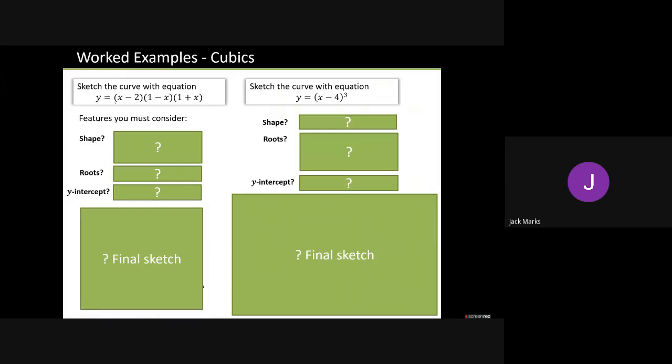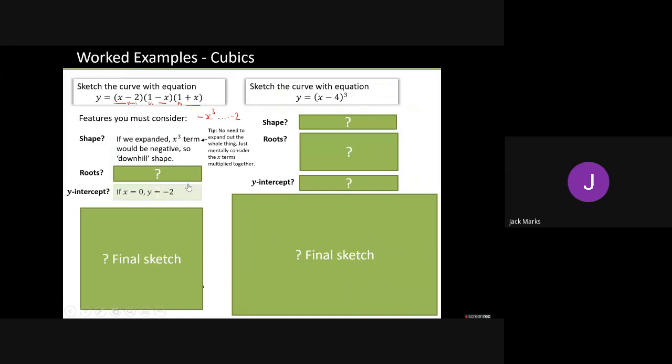What do I have here? x, and then a minus x and an x. If I multiply this out without doing the whole thing, I know I would get a negative cubic. What else can I quickly work out? If I look at the numbers only, minus 2 times 1, so that's minus 2, times 1 again is minus 2. So I know that a negative cubic goes down. I know that the y-intercept is minus 2.